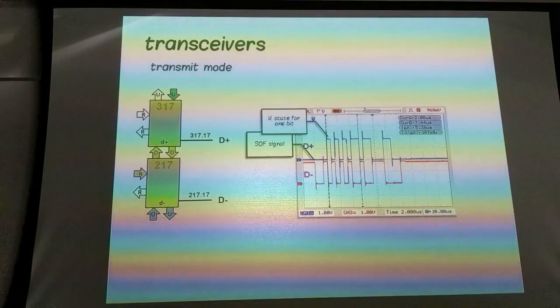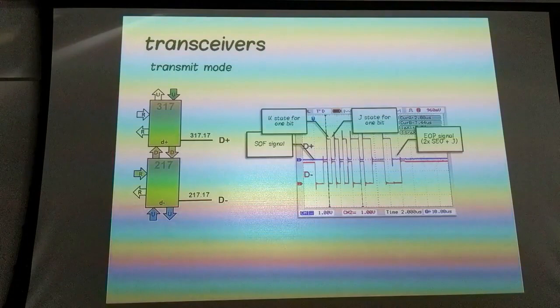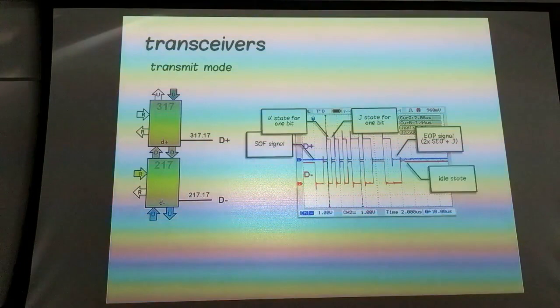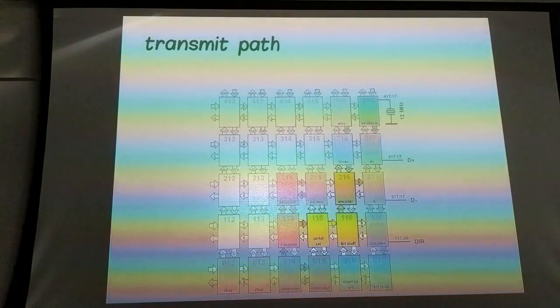Finally, we have word idle, which calls idle in node 317, and both set GPIO pins in weak pull-down mode. Then we set the direction of the bus. Here we have an example of a waveform generated by the transmitter.